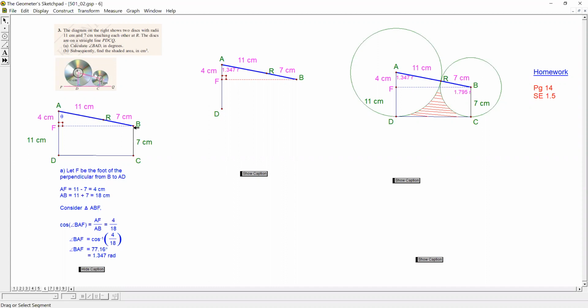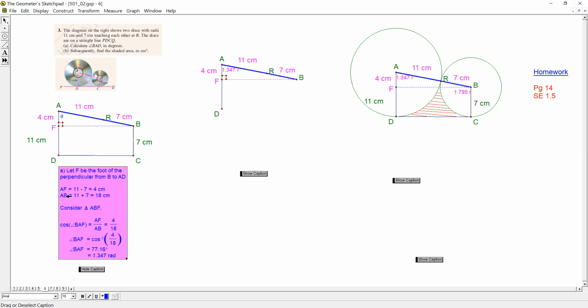Once you draw like that, this side is 7, this side is also 7. So the remainder at the top is 4. Why? Because the whole thing AD is 11, and FD is the same as BC, which is 7. So what is AF? AF is 11 minus 7, which is 4 centimeters.